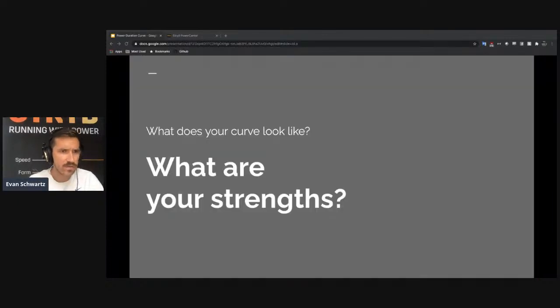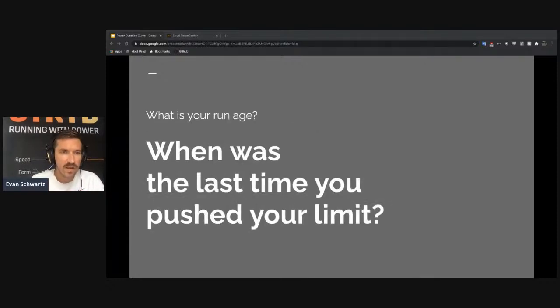So first, what does your curve look like? What are your strengths? For me, I would say my strength is where my model curve meets my actual presented data from about 45 days ago, a nice 5K time trial. My strengths based on my power duration curve are going to be right in that section where I met that asymptote when I ran 341 watts for about 14 to 15 minutes, and that met right on my model curve. So that's my strength, that sort of mid-range. When was the last time you pushed your limit? This is an important thing to understand.